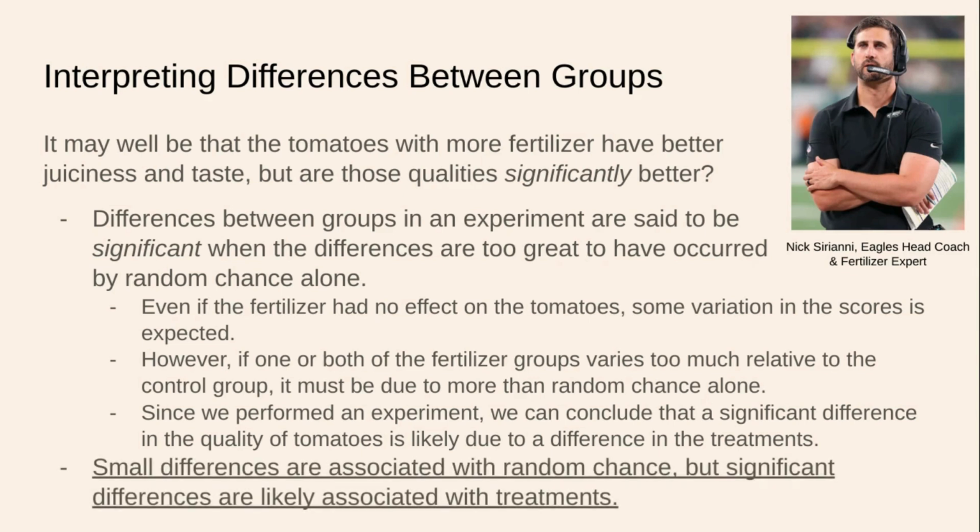So small differences are associated with random chance. We should expect little differences, even if there's no major effect from this OptiGrow stuff. But if there is a significant difference, that is more likely associated with the treatments themselves. We don't get significant results by chance. We should expect insignificant results, but significant results, that's not by chance.